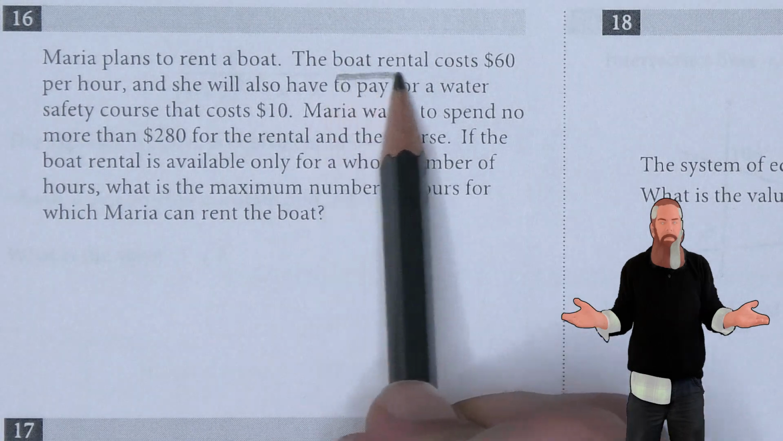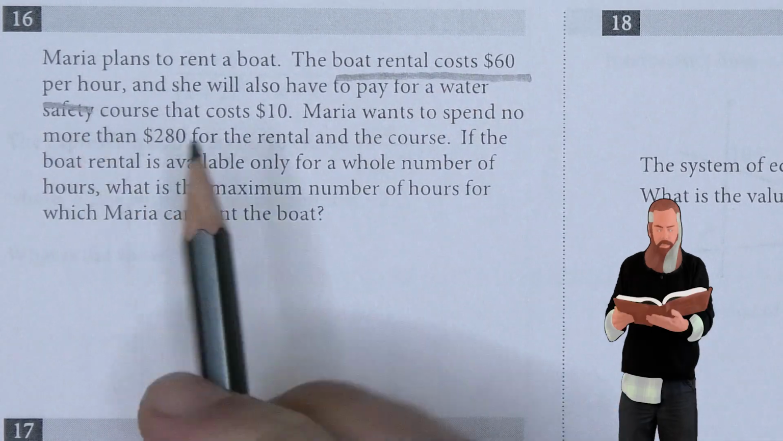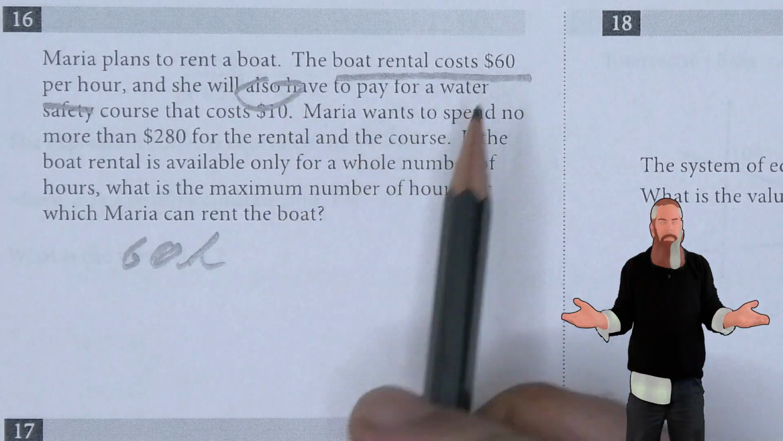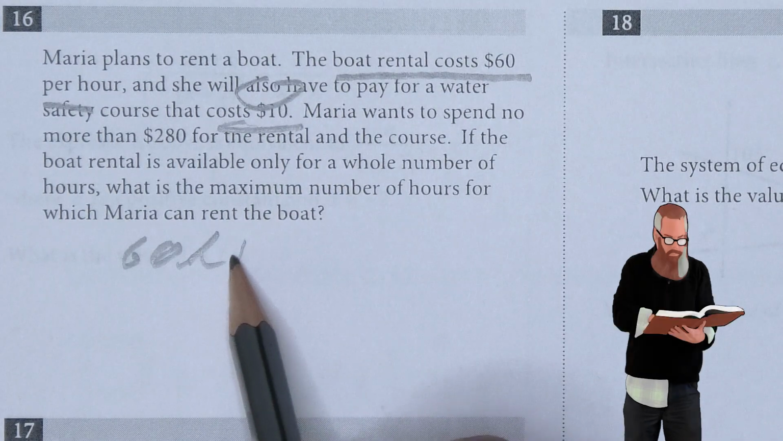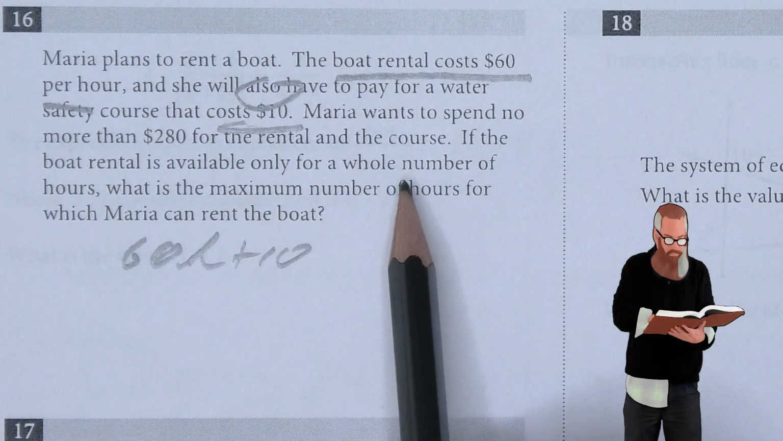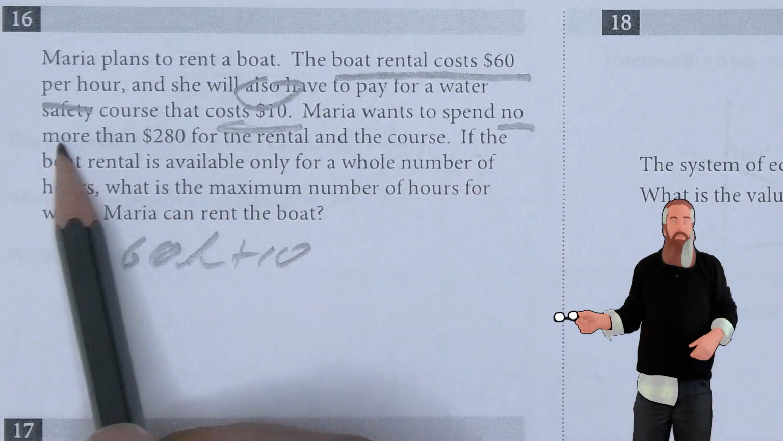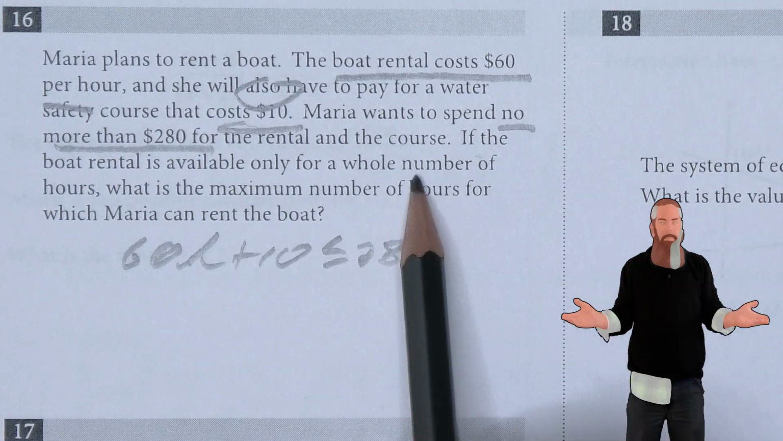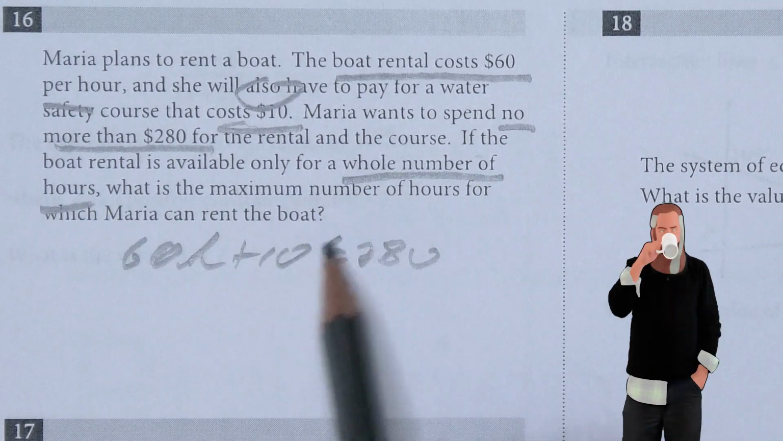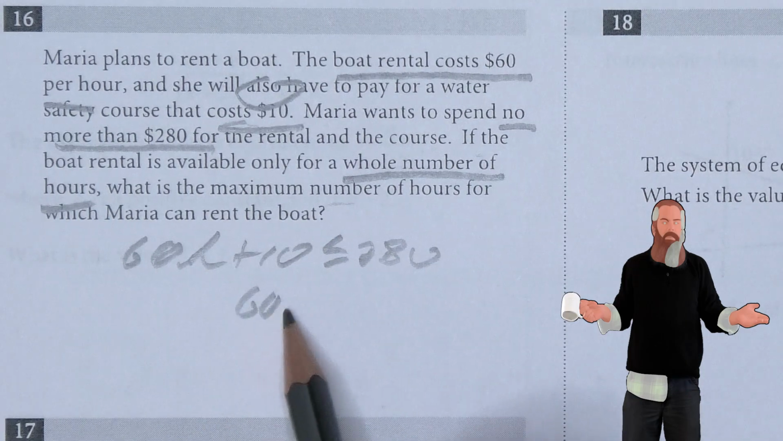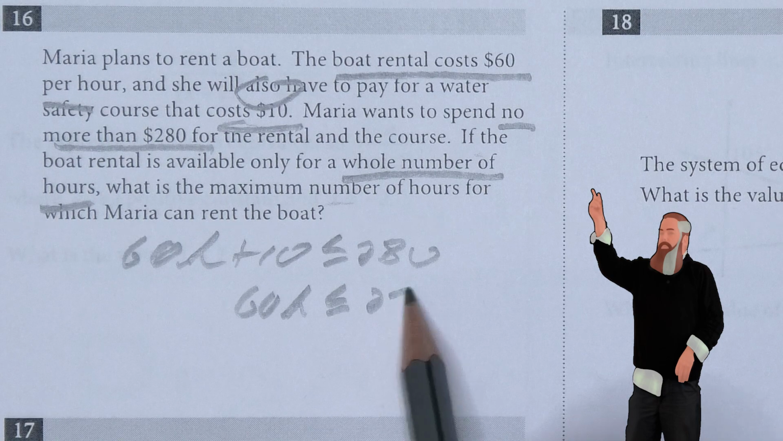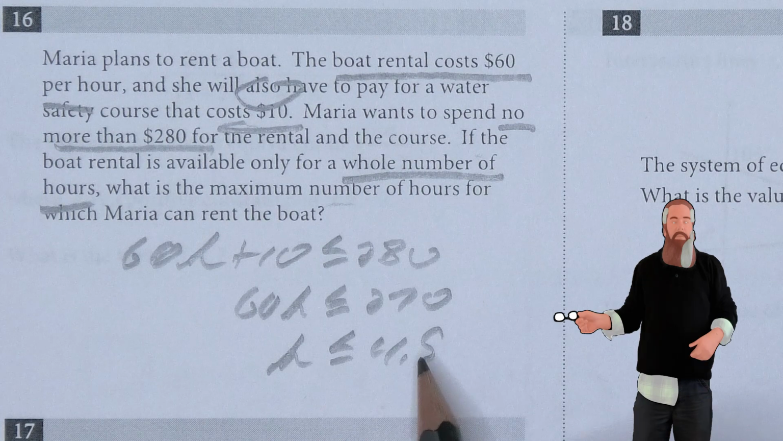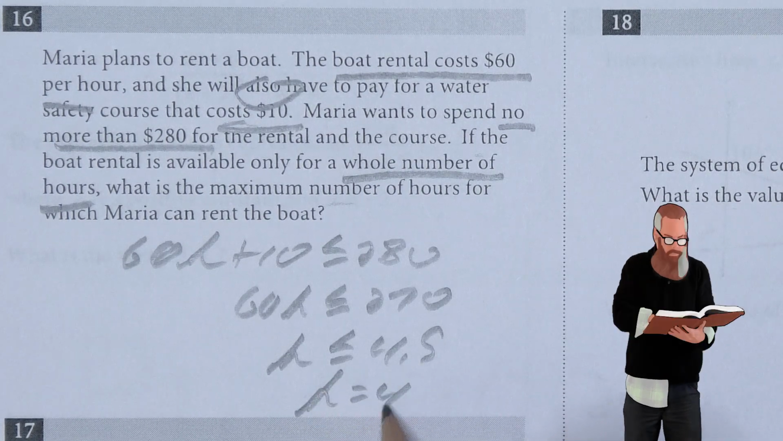So we start out by knowing that the boat costs $60 per hour. So we can have a 60H. We also know that she has to pay for the course of $10, which is plus 10. We know that she wants to spend no more than 280, which is less than or equal to 280. And we also want whole numbers of hours. So now we get to solve this to say 60H would be less than or equal to 270, or H would be less than or equal to 4.5. But she can't rent it for a half hour, so H is equal to 4.